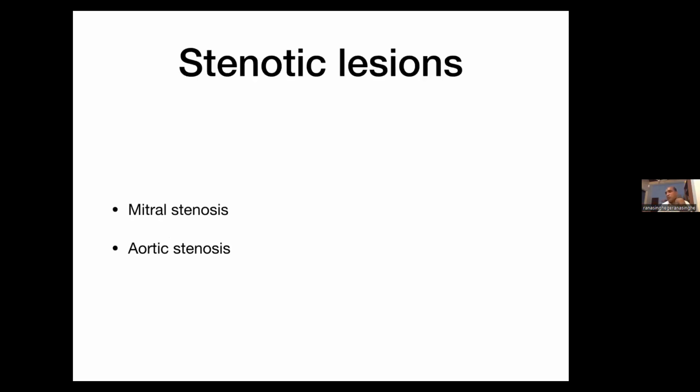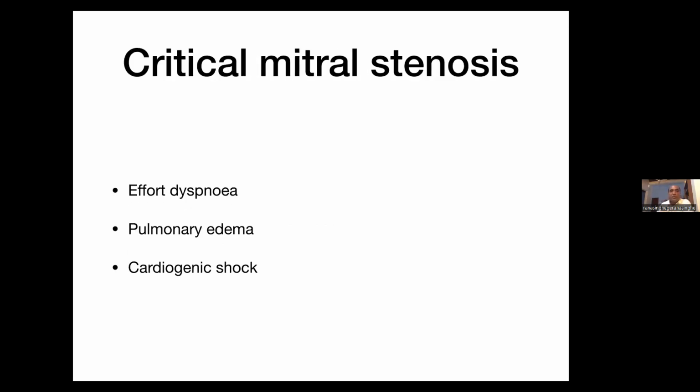So having talked about regurgitant lesions, acute AR as well as acute MR, the stenotic lesions can also present as an acute emergency, like I have mentioned earlier, mitral stenosis and aortic stenosis. Let me first speak about critical mitral stenosis. Patients with critical mitral stenosis can present with effort dyspnea. The first presentation can be pulmonary edema, florid pulmonary edema. I have seen many patients who have presented with florid pulmonary edema.